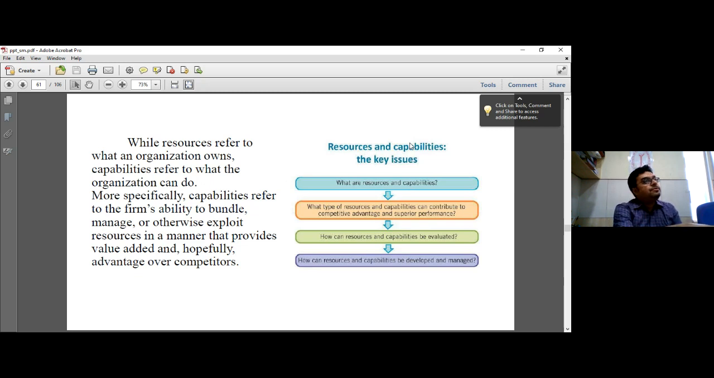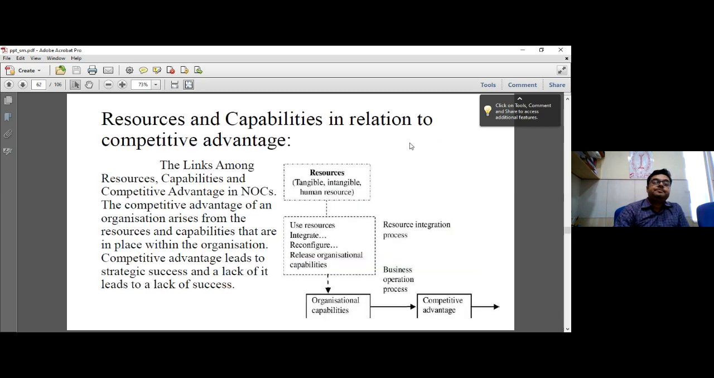So the resources refer to what an organization owns, what the organization can do, and what capabilities they can offer to bundle, manage, and exploit resources in a manner that ultimately can lead to what it offers to its competitors. Tangible resources, organizational capabilities, the way it leads to success.